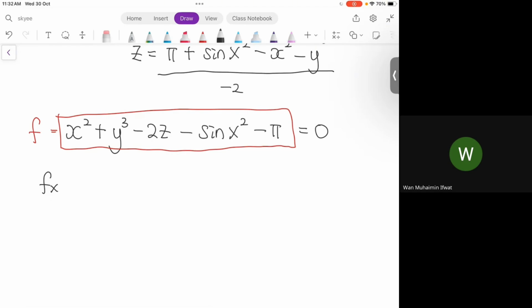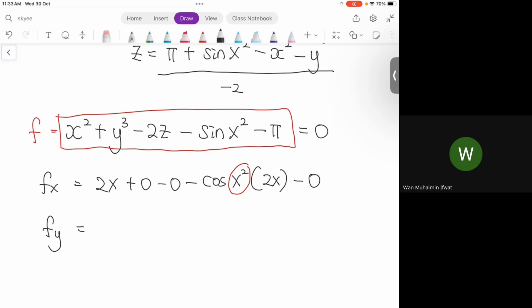Let's do the fx. So the x will be equal to 2x, right? This one is 0, this one also 0. This one, sine will give you cos x squared, and the x squared itself you need to differentiate with respect to x, so you get 2x, and minus 0. So this is the fx. And for the fy, it will be 0 plus 3y squared minus 0 minus 0 and minus 0, because they don't have the y term.